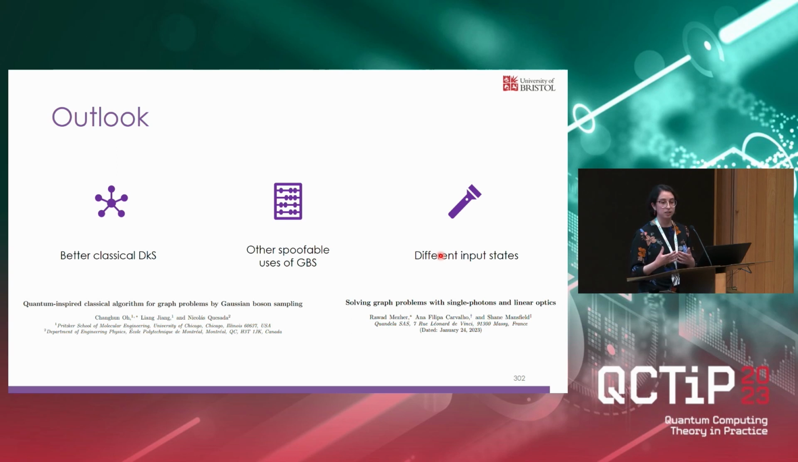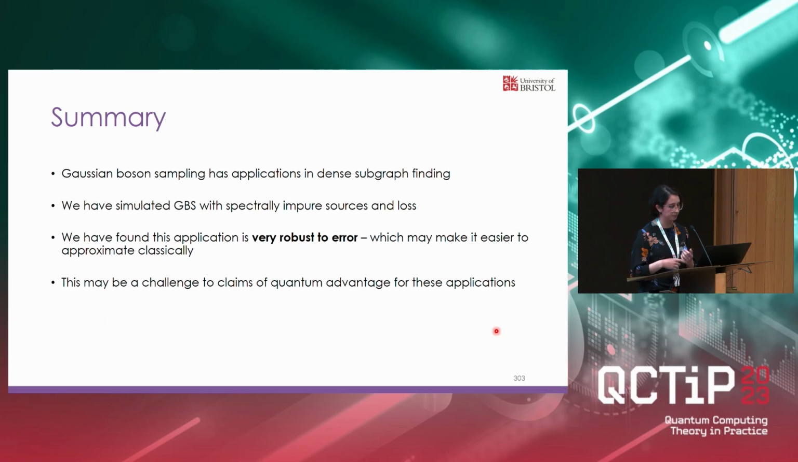Finally, it might be interesting to look at different input states, in particular classical input states, because it could be that this isn't necessarily a quantum interference effect, and that's why it's so robust. So maybe this is something that we could be doing with classical optics instead. In a slightly different vein, there's been some work at Quandela where they looked at answering this problem with traditional boson sampling instead of Gaussian boson sampling, which I think is also another interesting route to look at.